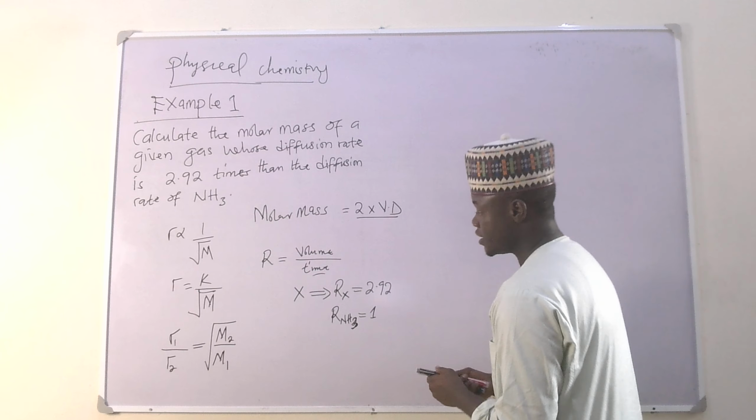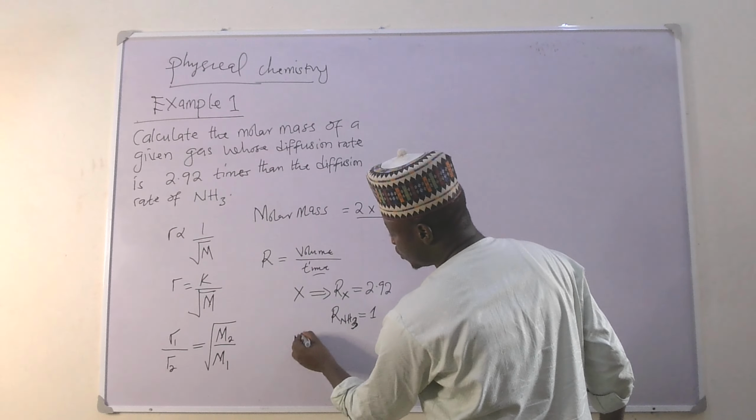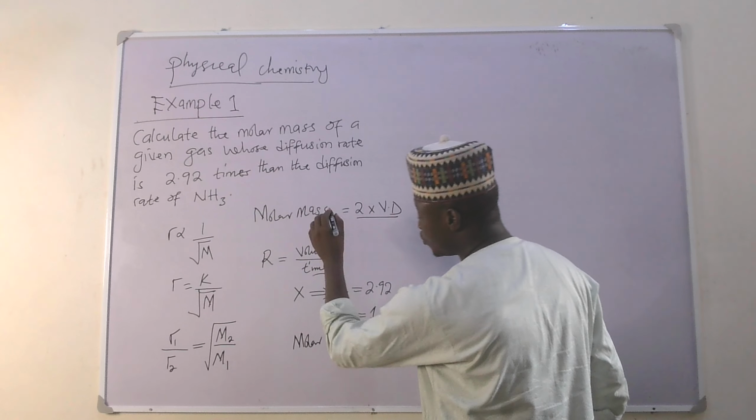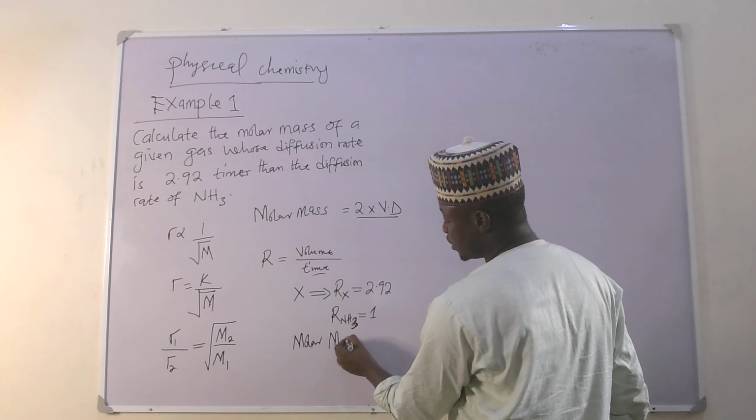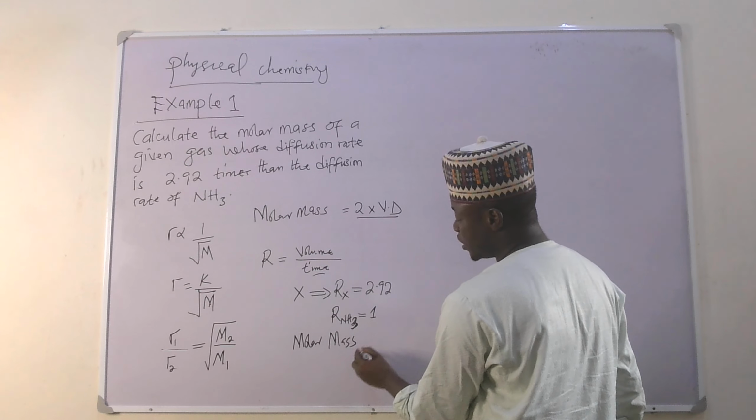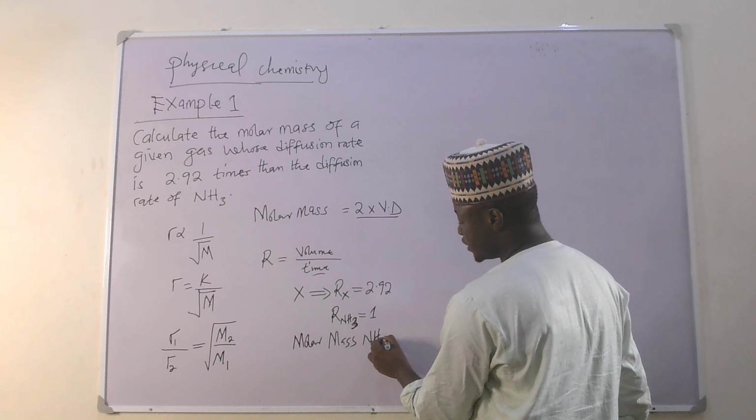And of course, at the same time, we have the molecular mass of ammonia. Since we don't know gas X, we have to calculate its molar mass from the known molecular mass of ammonia.